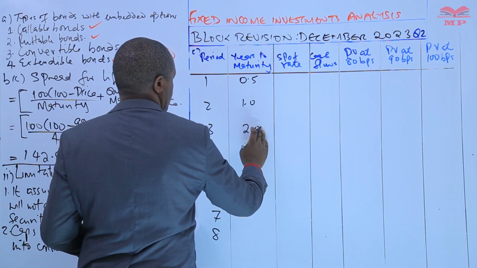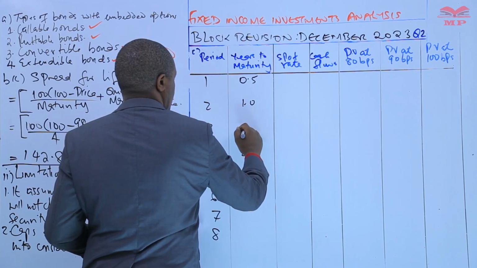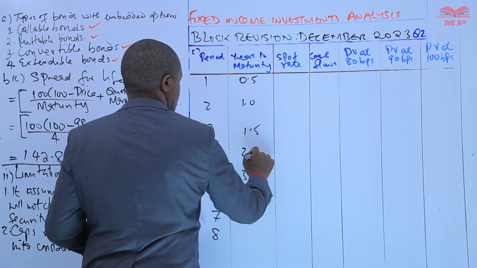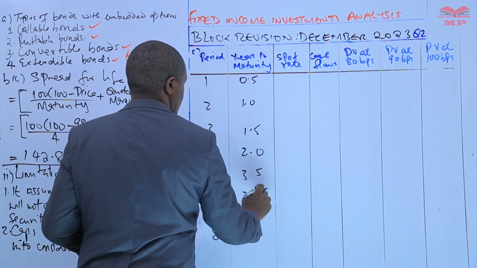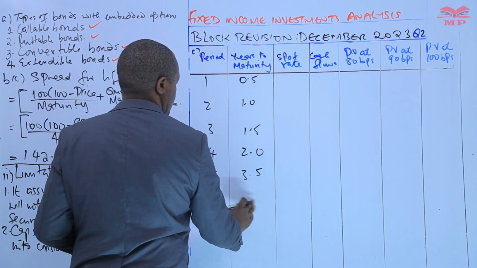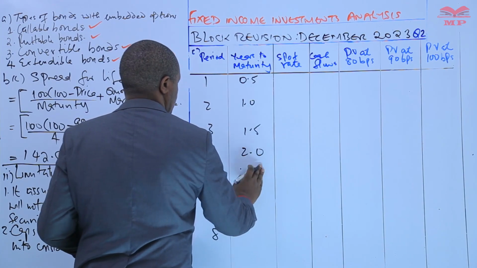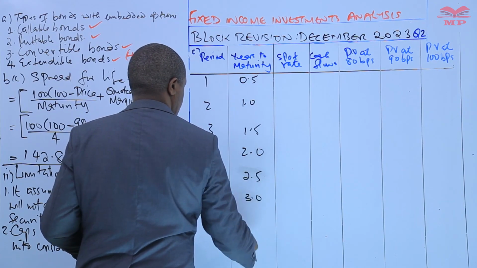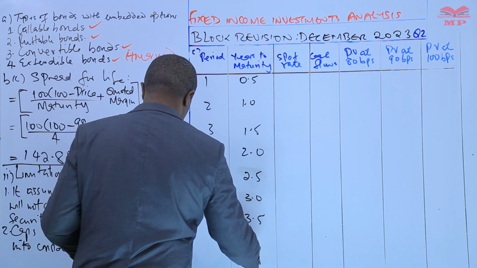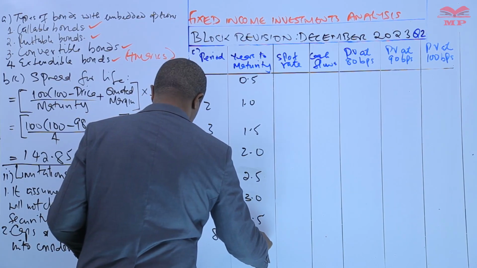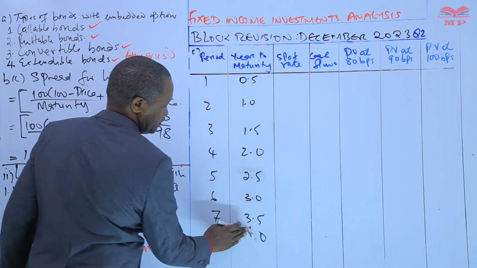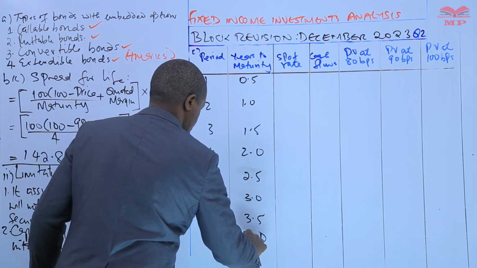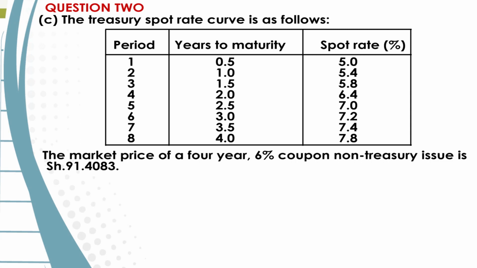1.5, 2.0, 2.5, 3.0, 3.5, and 4.0. These are values from the curve, the treasury spot rate curve. We have the period. Then candidates, we have the spot rate.